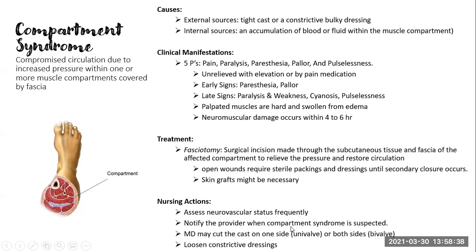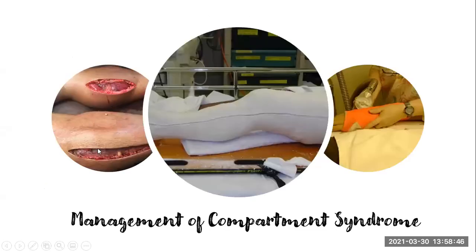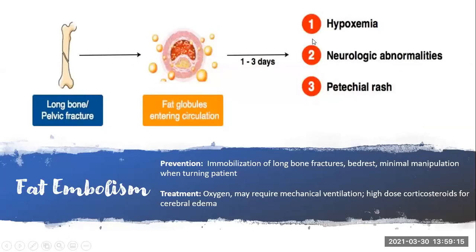Another option could be just to make that incision in the cast versus the actual skin. Here's pictures of exactly what I just mentioned, that bivalve, that cut in the cast done with a circular saw such as this, or they could actually go to surgery and have these fasciotomy incisions made in the skin and in the fascia, that fibrous protective covering on the muscles.